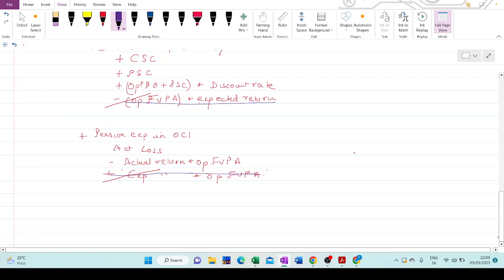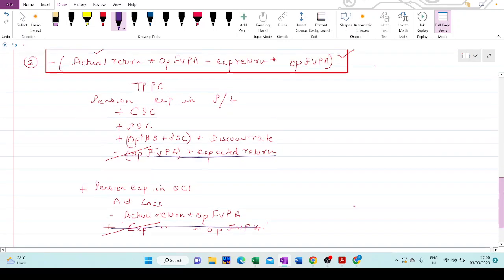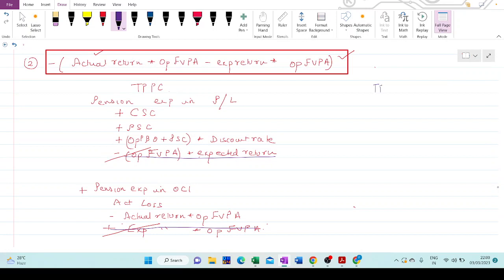And what is left is, guys, my TPPC, which is my current service cost plus past service cost plus (opening PBO plus PSC) into discount rate, and plus actuarial loss minus actual return into opening FVPA.